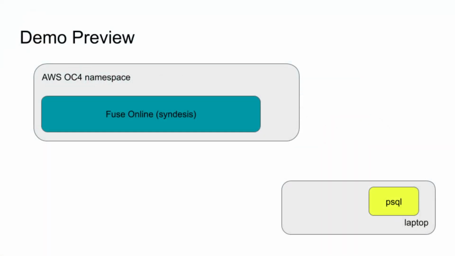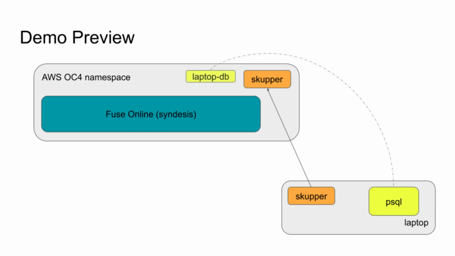Our integration platform will be Fuse Online running on AWS, and the database that we will use is PostgreSQL running on our laptop. On AWS, we will start an instance of Skupper running on Kubernetes in the Fuse Online namespace. We will connect that to a Skupper instance running on our laptop in Docker, thus creating a small virtual application network. When we tell Skupper to expose our laptop database, it will become visible as a service in the AWS namespace where Fuse Online is running.